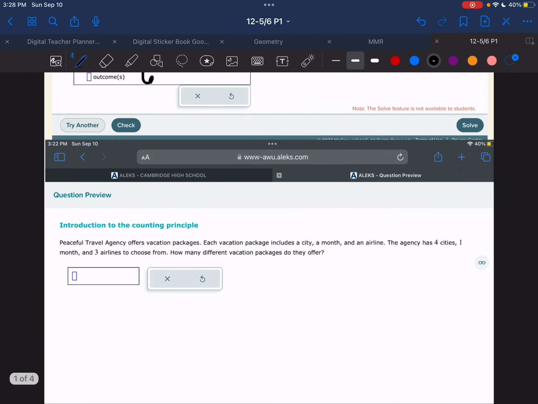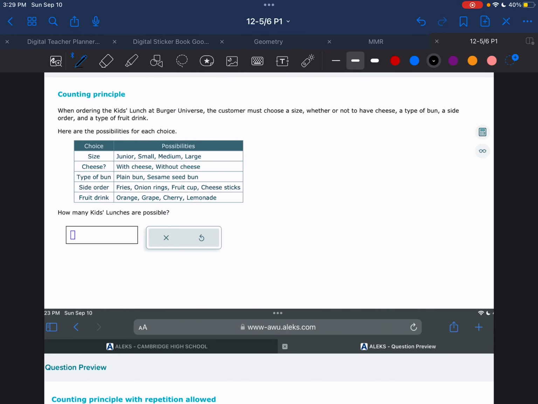You could have also gotten this kind of problem. A peaceful travel agency offers vacation packages. Each vacation package uses a city, a month, and an airline. The agency has 4 cities, 1 month, and 3 airlines to choose from. So how many different vacation packages do they offer? You can use that counting principle here. So I have 4 cities, 1 month, and 3 airlines. And the principle just says to multiply those together. So 4 times 1 is 4, times 3 is 12. So there would be 12 different packages that you could choose from.